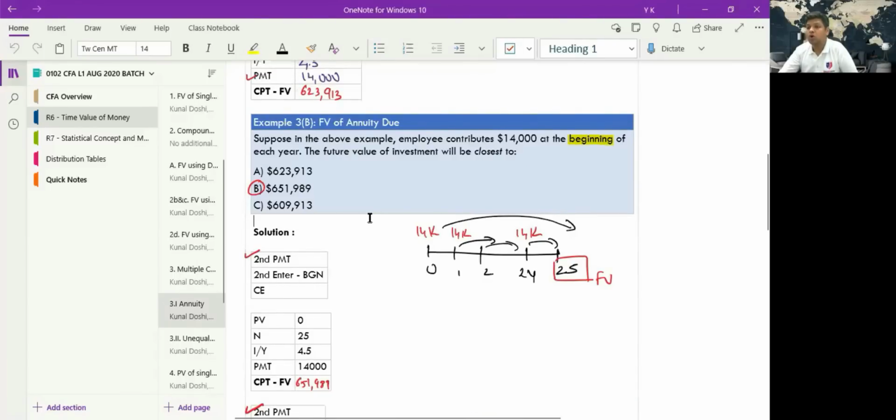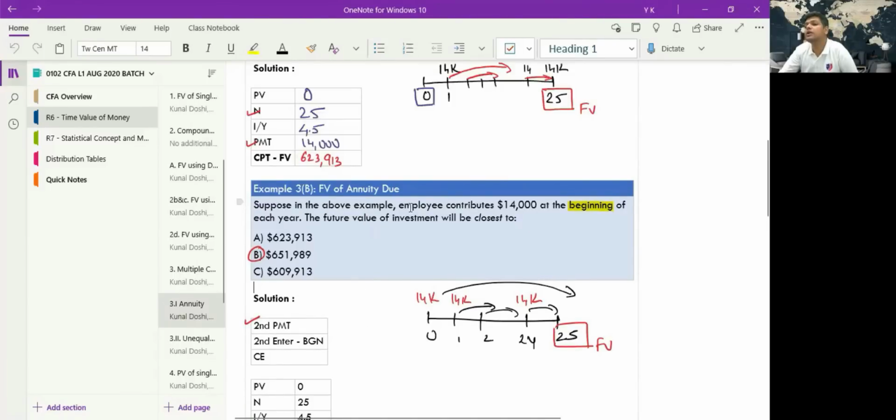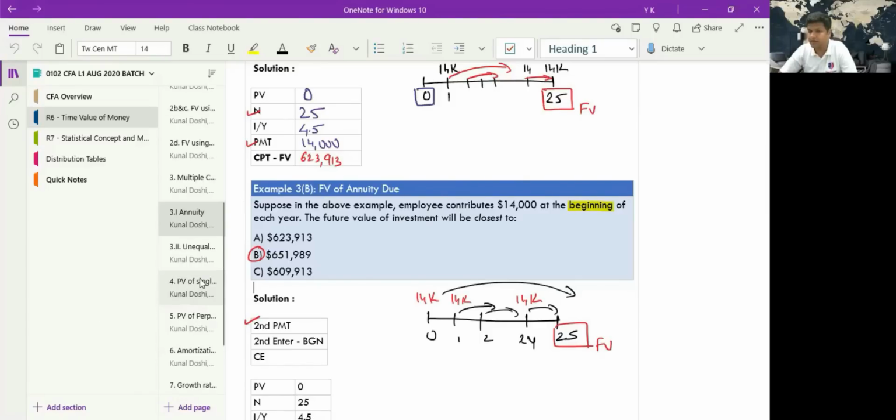In this example, if you notice, we did future value of annuity due where the 14,000 started from today, and then we found the future value. Remember this example, where the 15,000 investment started immediately? And the one which we did today, I don't remember the example number. The present value one or future value one? Present value, yeah.